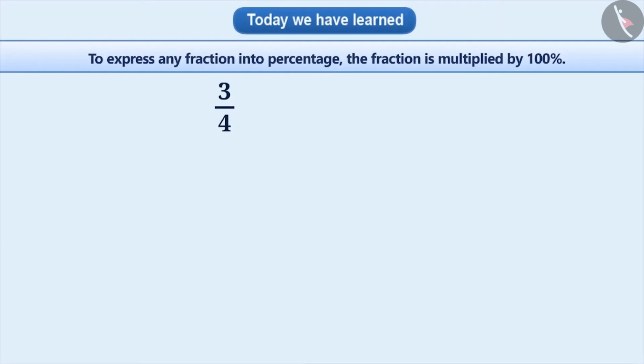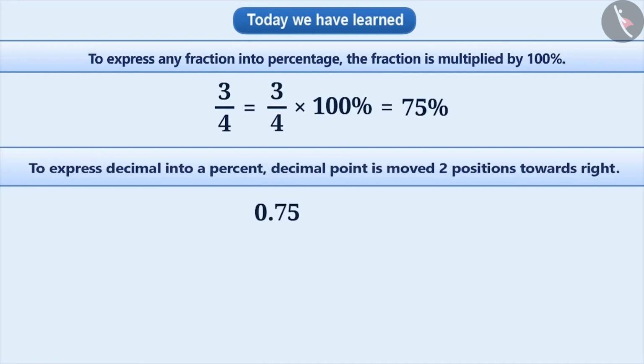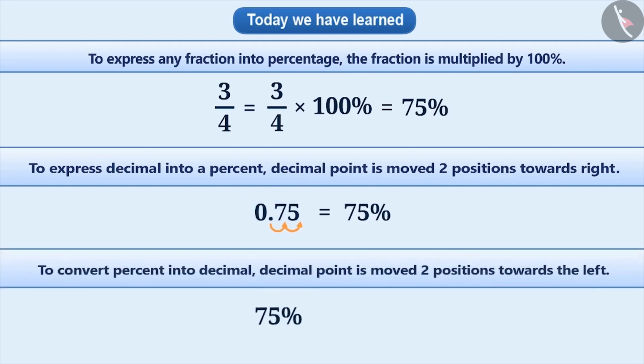Today, we have learnt to express any fraction into percentage, the fraction is multiplied by 100%. To express decimal into percent, the decimal point is moved 2 positions towards the right, and on the contrary, to convert percent into decimal, the decimal point is moved 2 positions towards the left. In the next video, we will learn to find percent to number and ratio to percent.